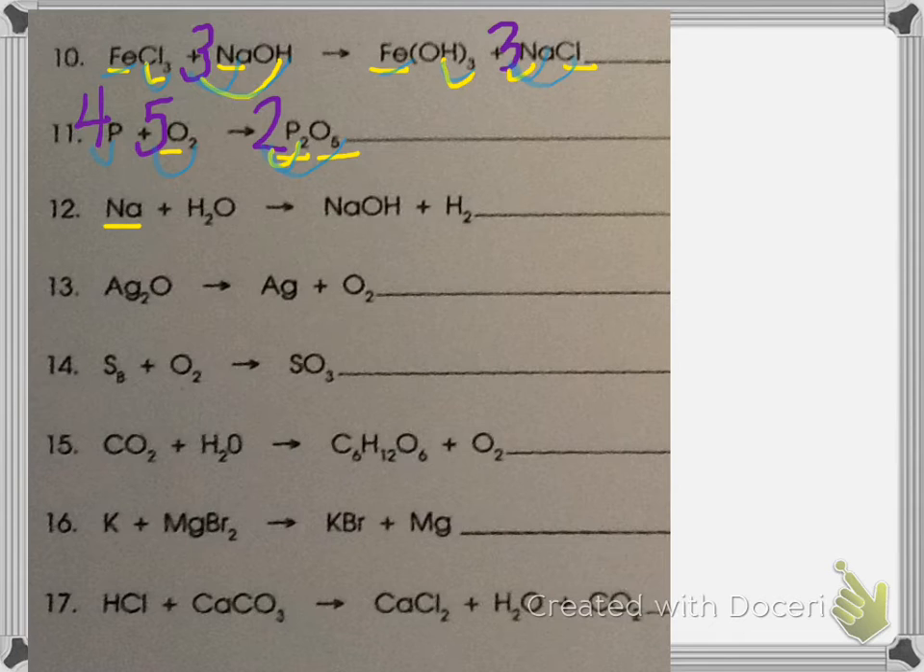1 sodium for number 12. 1 sodium. 2 hydrogens. 2 hydrogens. 1 oxygen. Oh, there were 3 hydrogens. Oops. All right, so let's try making this 6. So let's make this a coefficient of 3. And now we have 3 oxygens and we only have 1 oxygen.